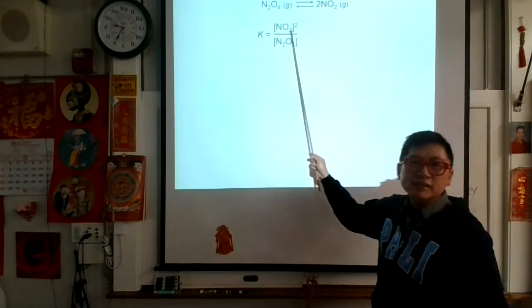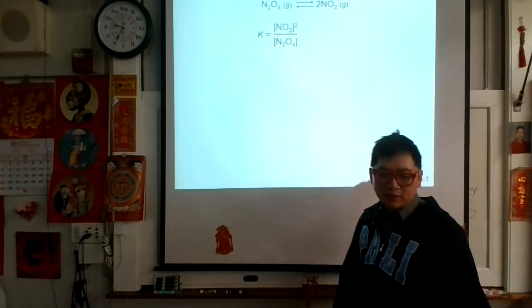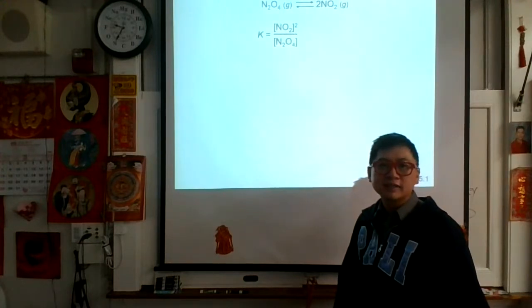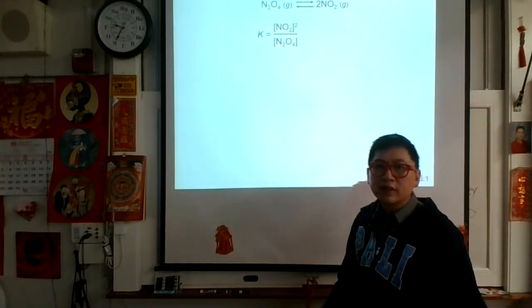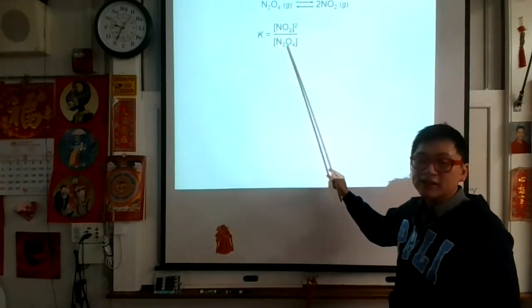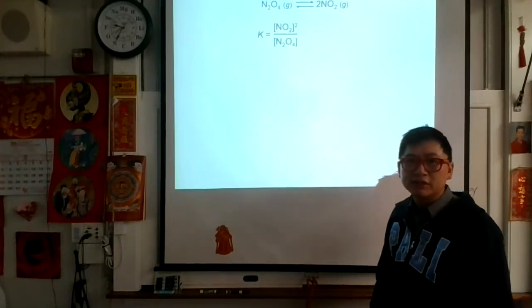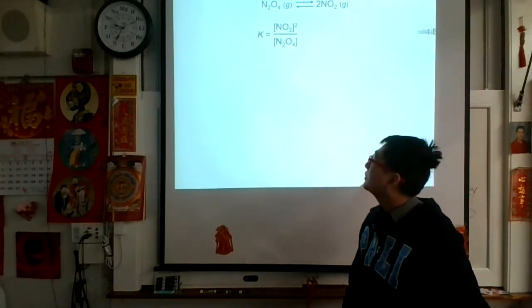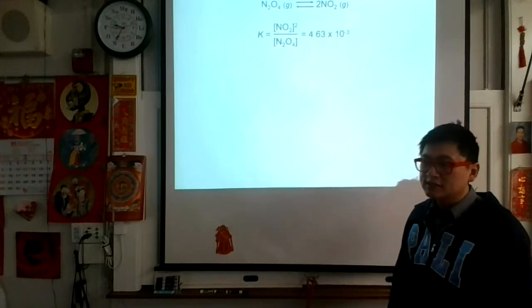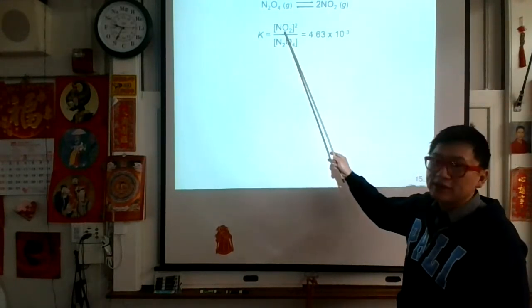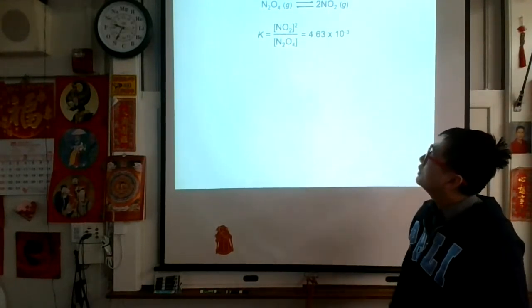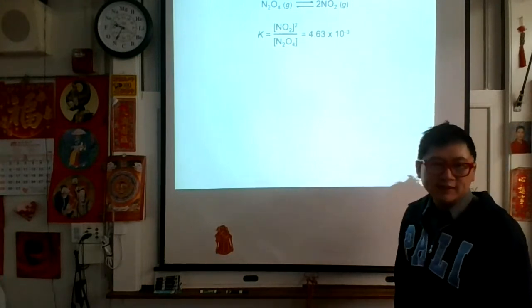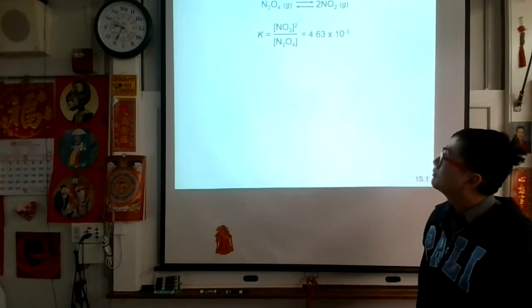Oh, these brackets here, they're always going to be in molarity. Molarity, again, is defined as moles per liter. So whenever you see a bracket, just realize that's molar concentration, molarity, moles divided by liters. So in the last slide, if I took NO2, squared it, divided by N2O4, it was 4.6 something times 10 to the minus 3.